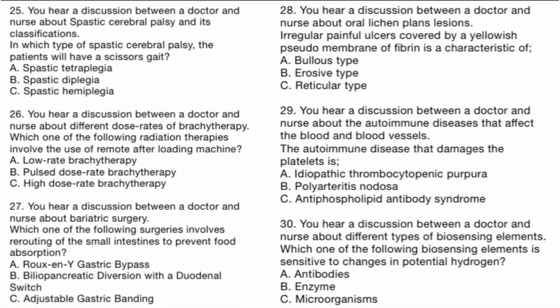Hello, doctor. What are different dose rates of brachytherapy? Well, brachytherapy is a form of localized radiation therapy involving the direct placement of radioactive material close to or inside a tumor. Brachytherapy varies by dose, mode of delivery, and the location of the cancer.